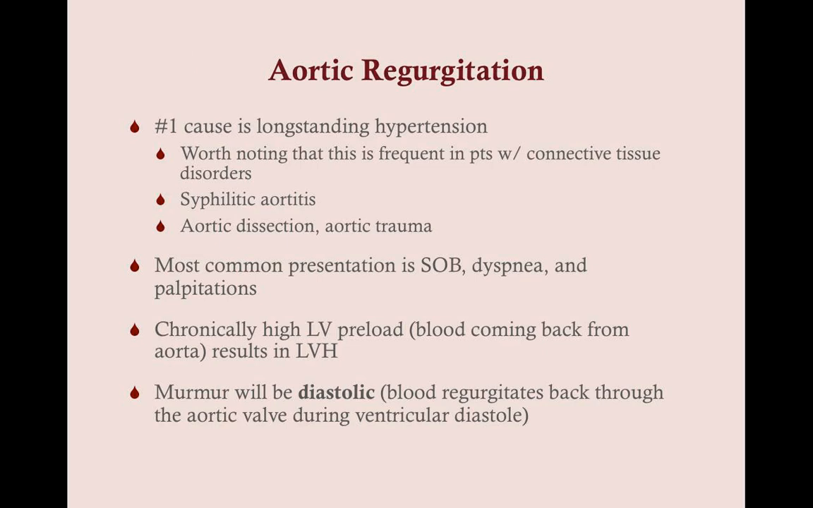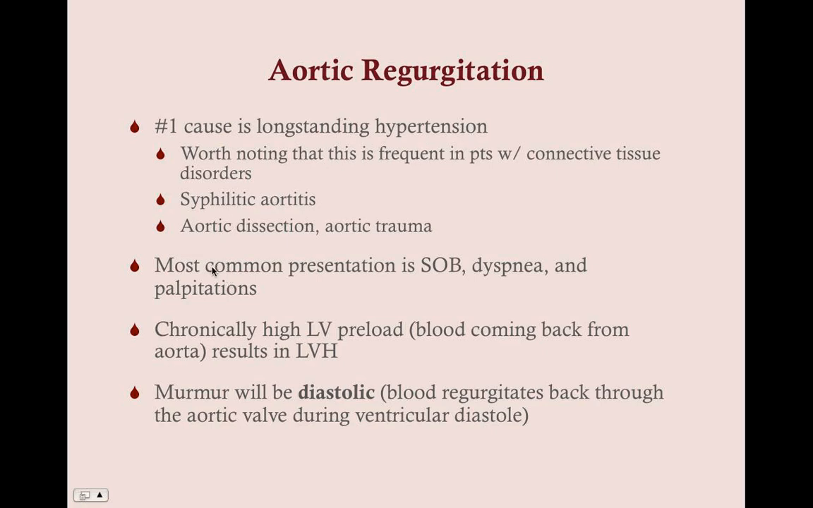Okay, finally, capping off the mitral and aortic defects, we'll talk about aortic regurgitation. So the number one cause in the United States is long-standing hypertension. It's worth noting, however, that you can see aortic regurgitation in patients with connective tissue disorders, like Marfan syndrome or Ehlers-Danlos syndrome. You can see it in patients with syphilitic aortitis, and in patients with aortic dissection or aortic trauma. But these aren't very common. So the number one cause is long-standing hypertension.